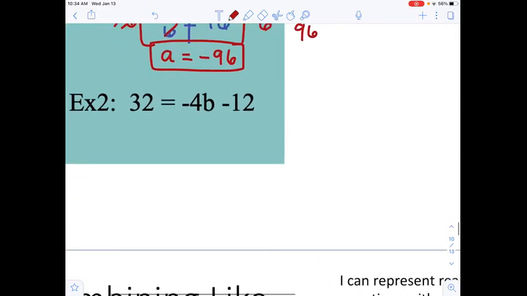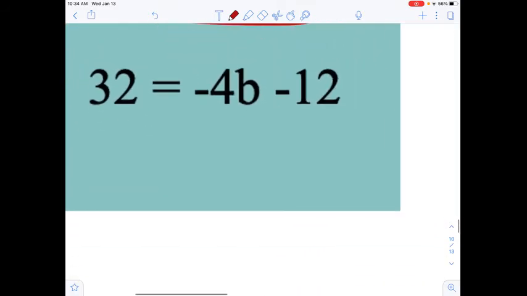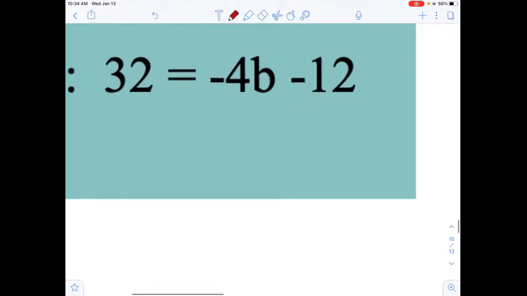The next example I want you to write down is 32 equals negative 4b minus 12. So again, the first step is to add up. So instead of minus 12, I'm going to change it to plus negative 12. Can't distribute, can't combine like terms. So now I need to get rid of my constant.